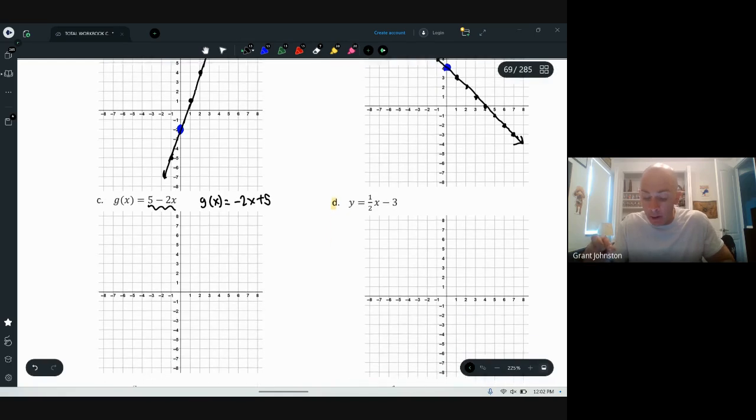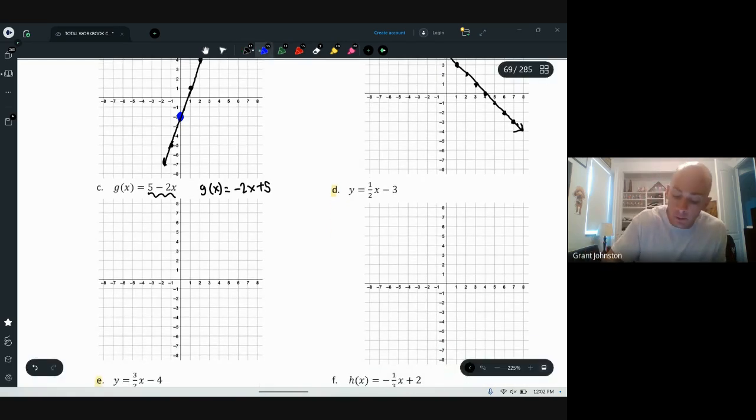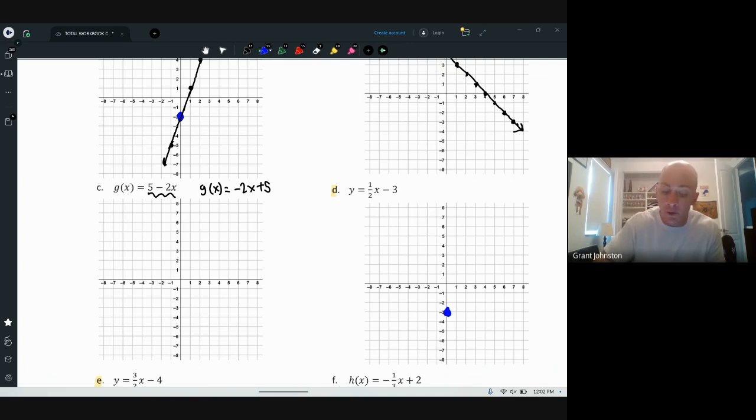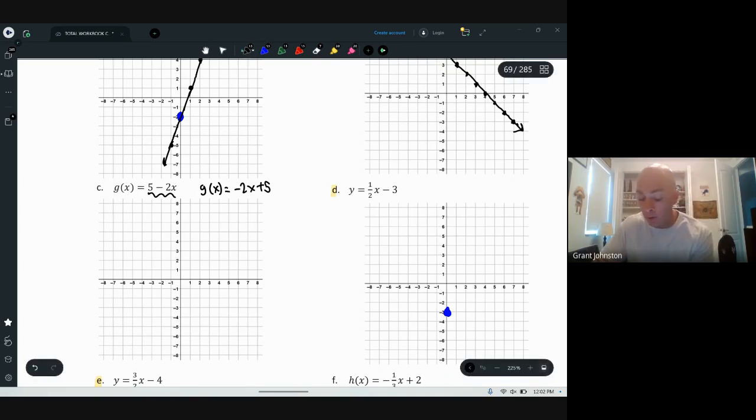I'm going to do D, though. So the y-intercept's negative 3. And the slope is 1/2. So that means go up 1 over 2, up 1 over 2, up 1 over 2, up 1 over 2. I'm going to continue the pattern this way.